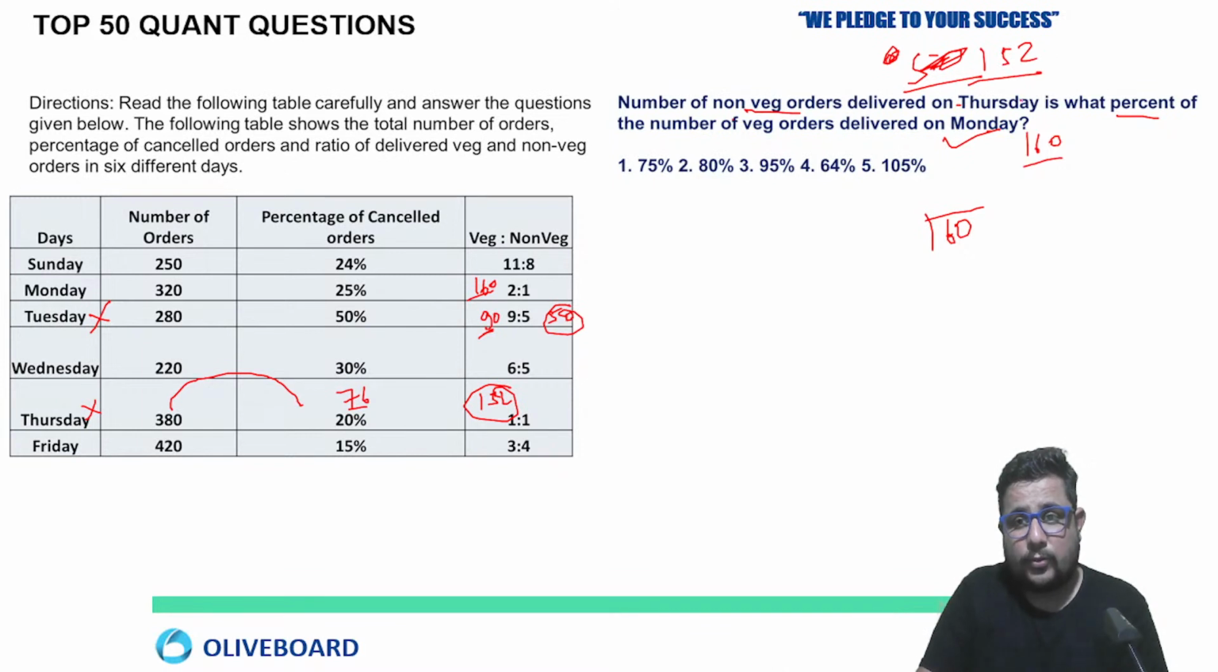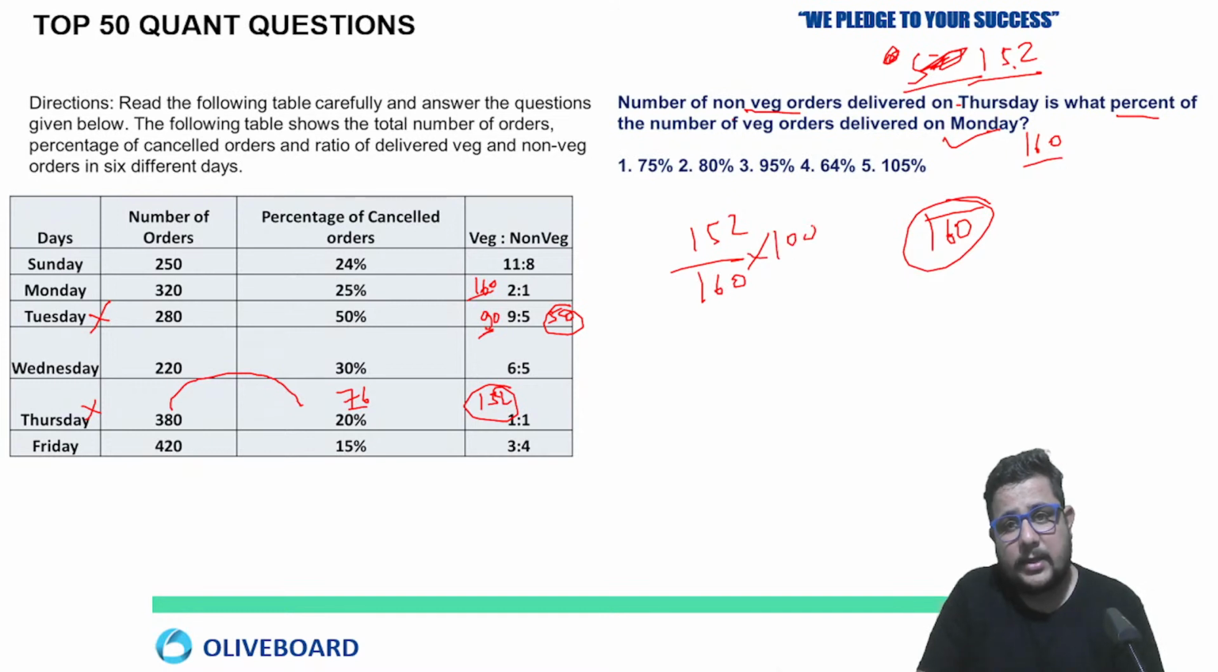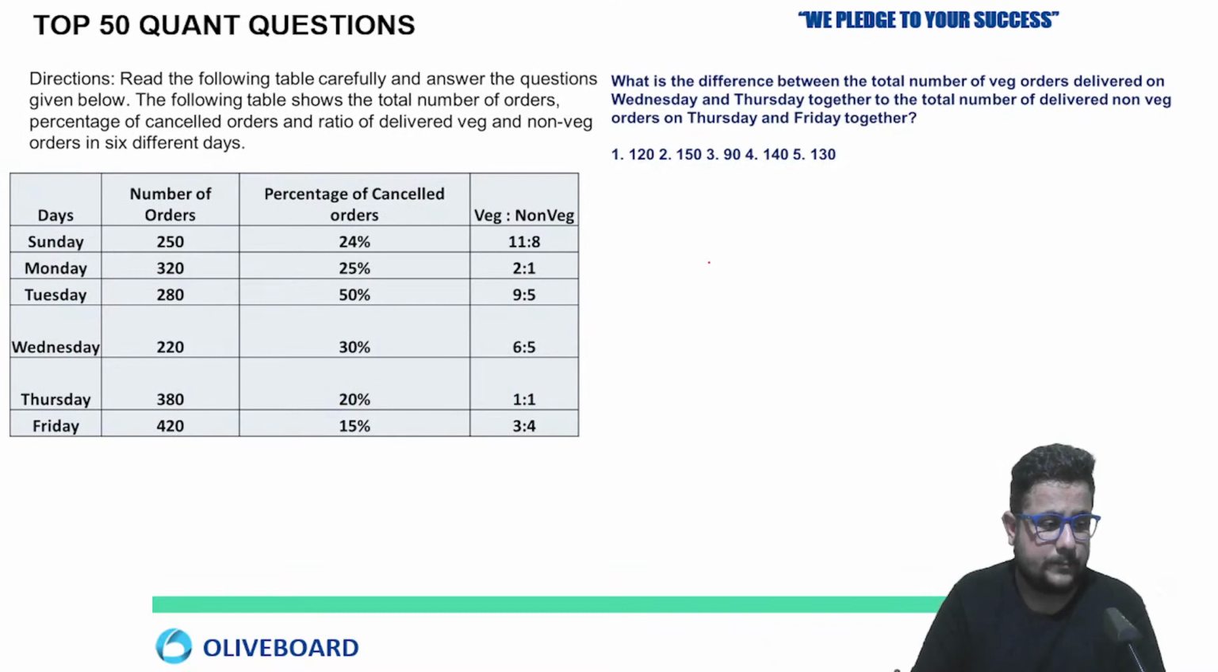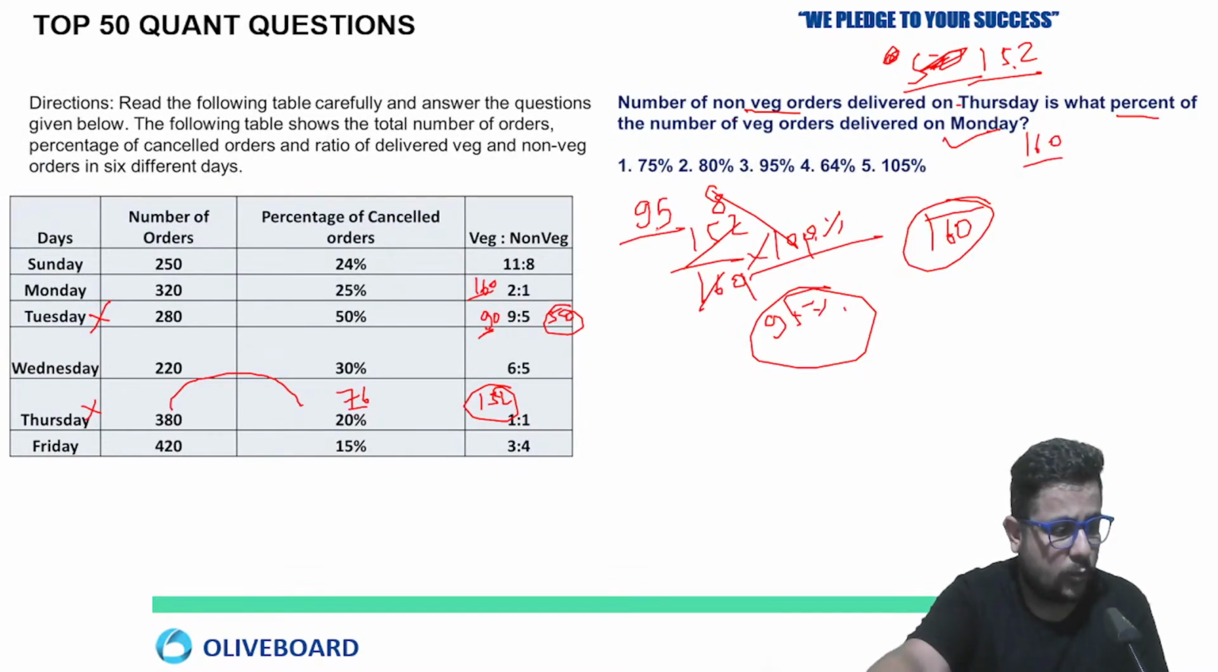Actually, it is 152. So with respect to 152, the number of non-veg orders delivered on Thursday is what percent of 160, the veg orders on Monday? So 152 by 160 multiplied by 100, you will get 95%. How? See, by 16, the 0 and 0 cancel. By 16, it will be cancelled 9 times. Then 8 is there. So 80, 5 times cancel, 95. 95%, not 105.